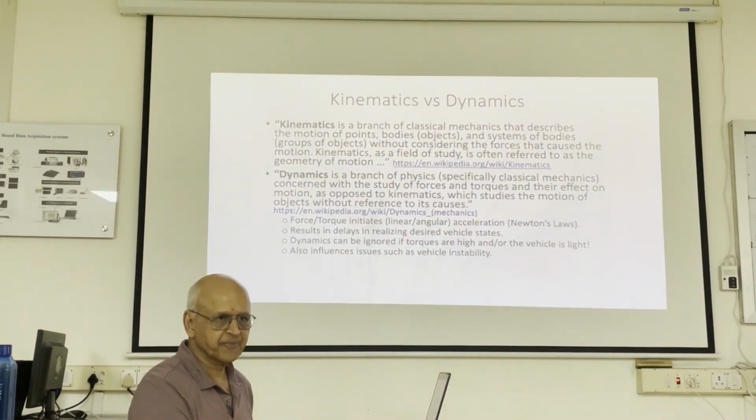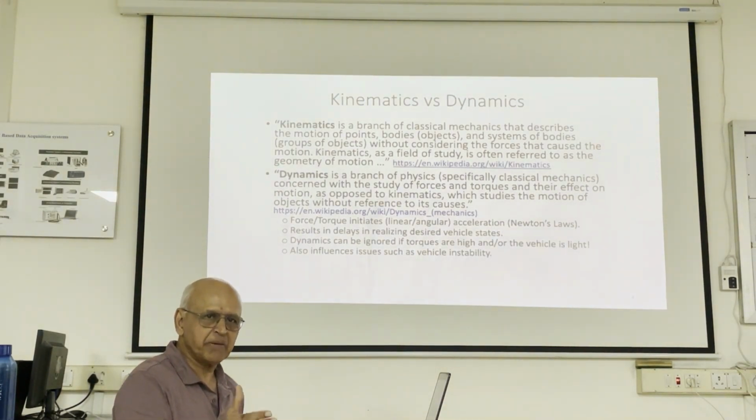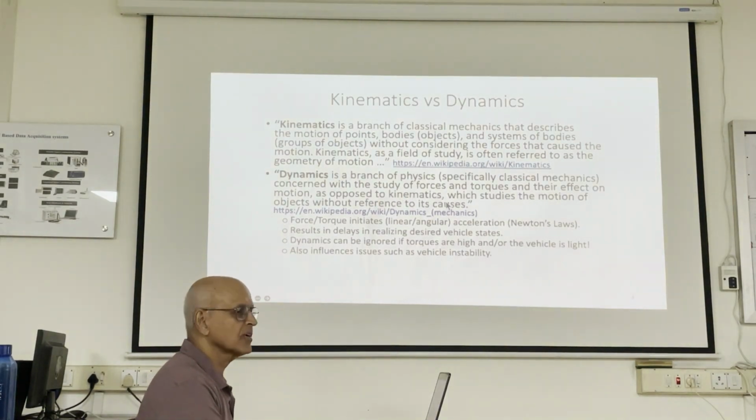Big assumption, right? But if your robot is light, and or the motors are very strong, then maybe you don't need to consider dynamics, because the velocity will be changing fairly quickly, not instantaneously. It's not possible for velocity to change instantaneously, ever. But maybe it's fast enough that you don't care. So, forces are not considered here. Dynamics is a branch of physics concerned with the study of forces and torques and their effect on motion, as opposed to kinematics, which studies the motion of objects without reference to its causes.